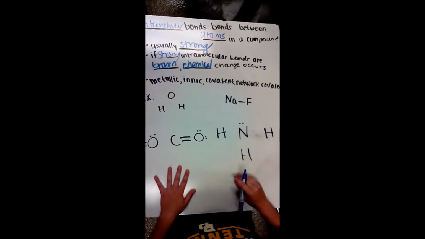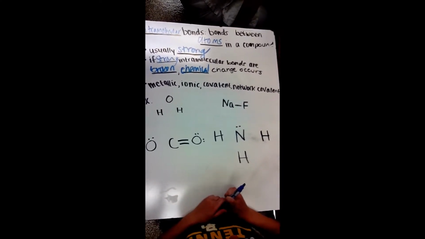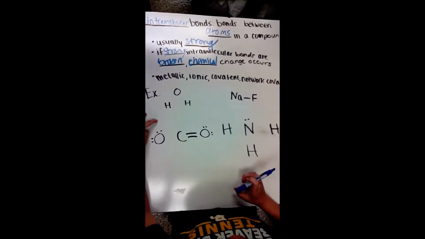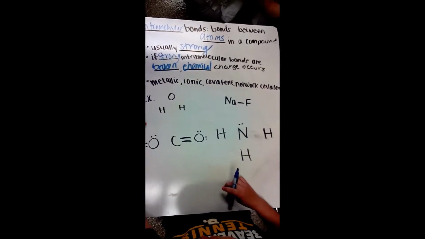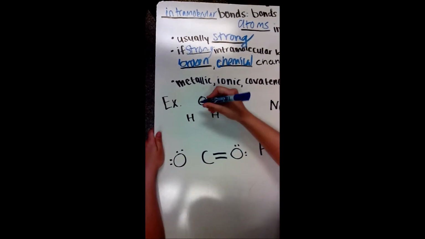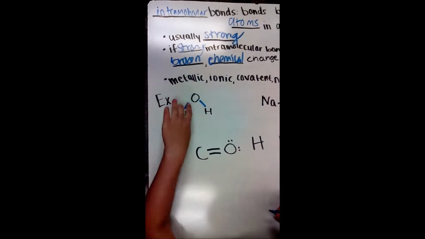Some types of intramolecular bonds include metallic, ionic, covalent, and network covalent bonding. Okay, let's look at how to draw intramolecular bonds. We usually represent intramolecular bonds with bolded lines between atoms, as in H2O.